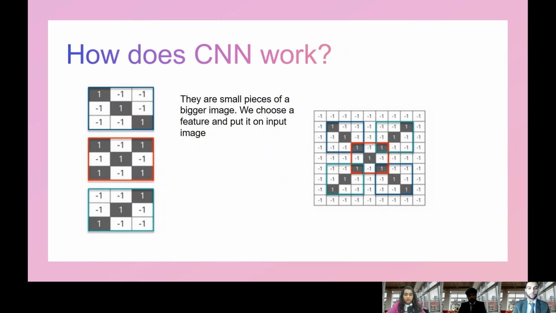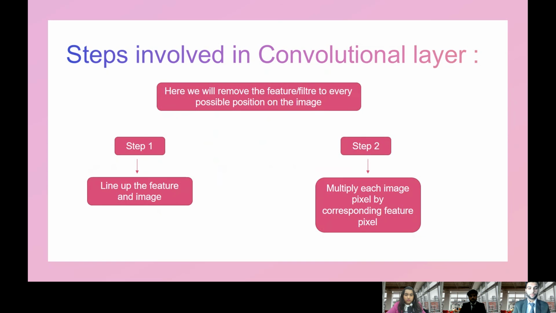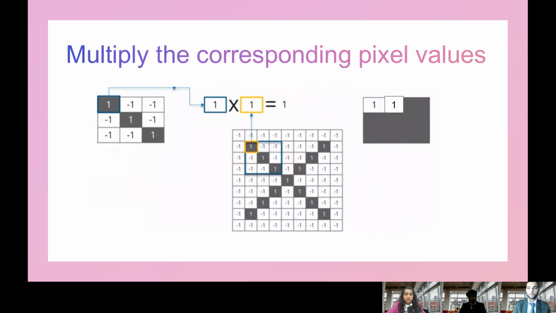So what we will do is take the filter, which are small pieces of the bigger image. We will put it on the input image, and if it matches, then the image will be classified correctly. Steps involved in convolutional layer. Step 1 is line up the features and image, and step 2 is multiply each image pixel by the corresponding feature pixel. Multiply the corresponding pixel values.